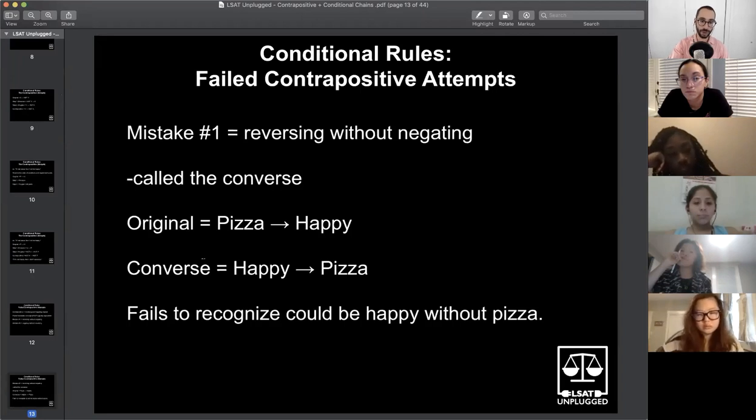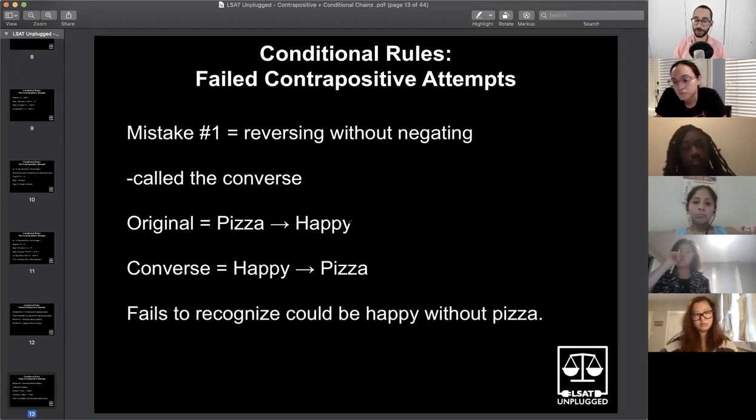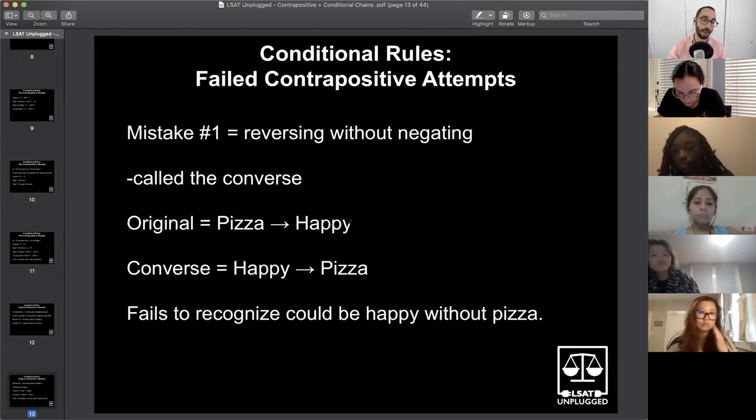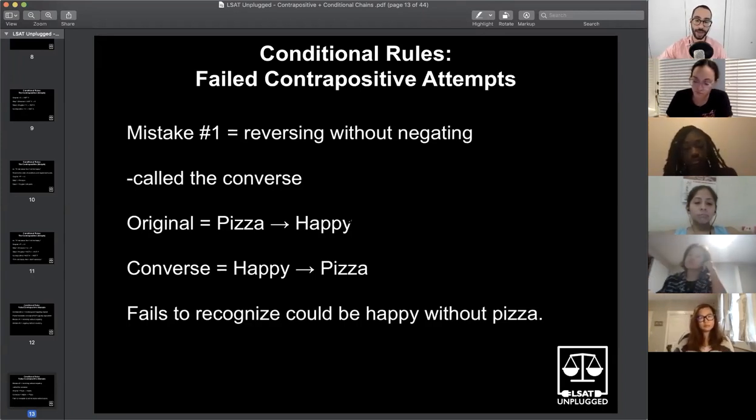And if we reverse that example, pizza requires happiness, if you reverse, if you're happy, then you must have eaten pizza. This is problematic, of course, because there are many things that could make me happy. Pizza is simply one of those things. Given the conditional pizza makes me happy, that means that pizza will always make me happy. If I eat pizza, then I'll be happy. If you see me with pizza, then I must be happy.